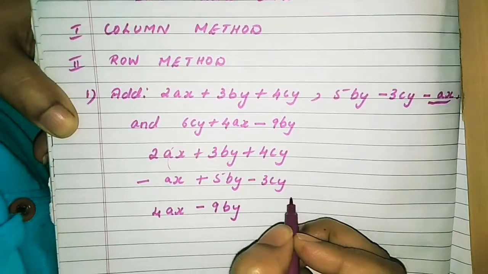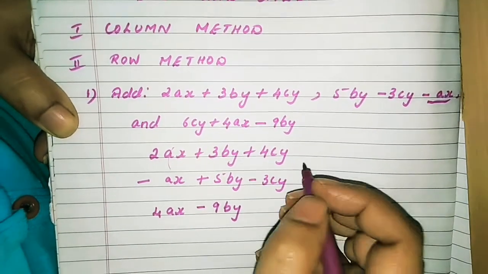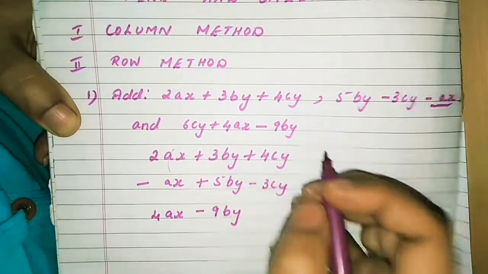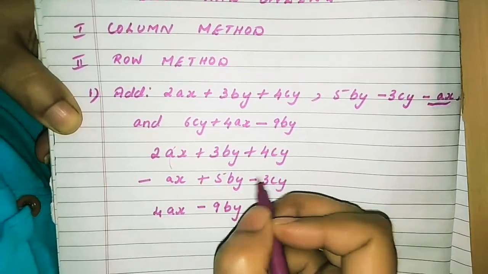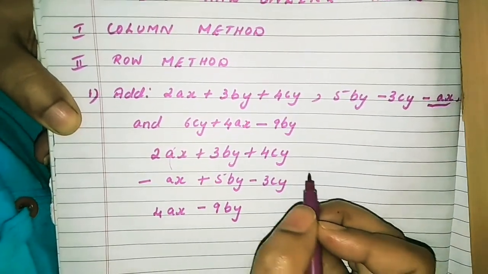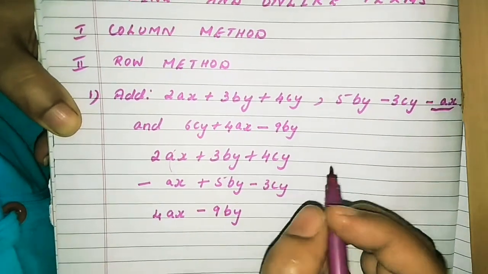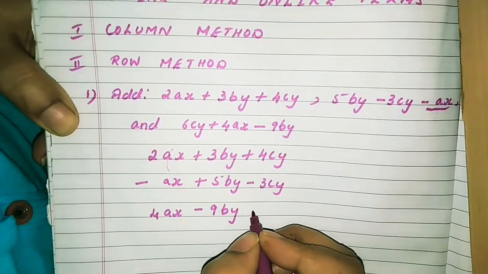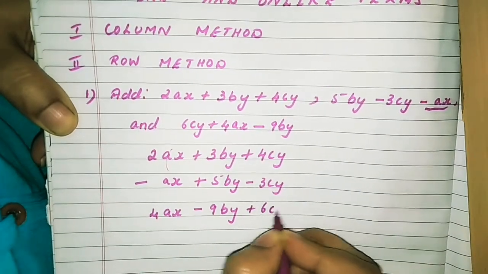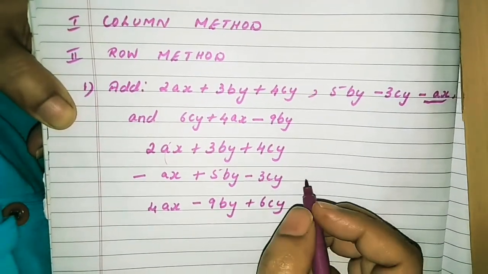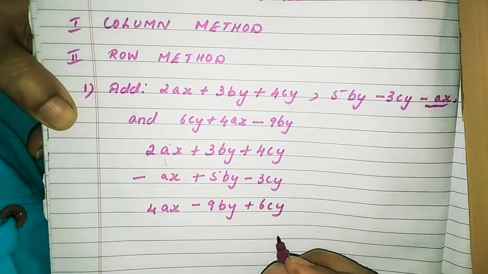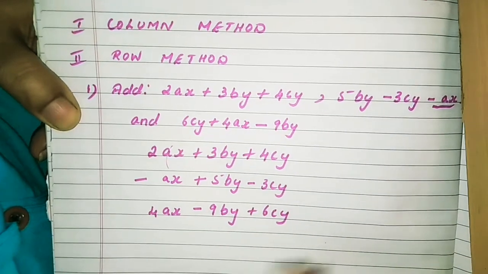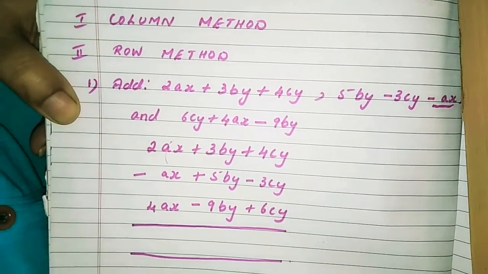So what I'm doing here is arranging all the numerical coefficients and the alphabetical coefficients one below the other. And the last one is plus 6cy. What you see here is I have arranged everything in order, one below the other. Now, as the case may be, we will add or subtract. It's as simple as that.